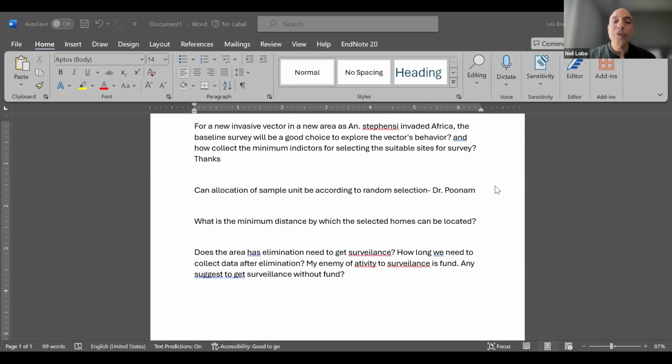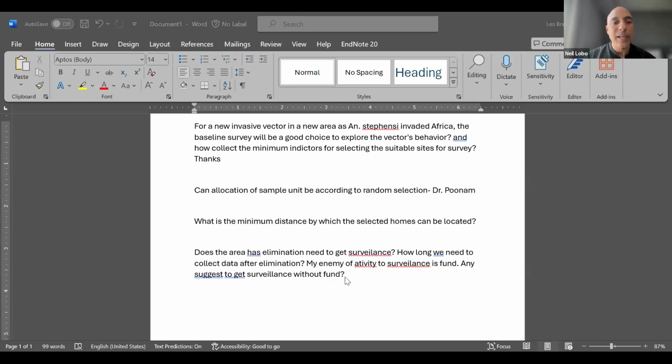So look at the literature, try and find out what other people have done. And since you're looking for an invasive species, direct your indicators and your surveys to those spaces and places where your Anopheles stevensii would be expected to occur. I hope that made sense.